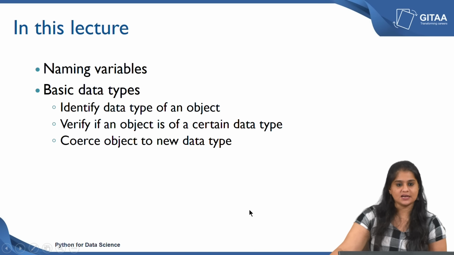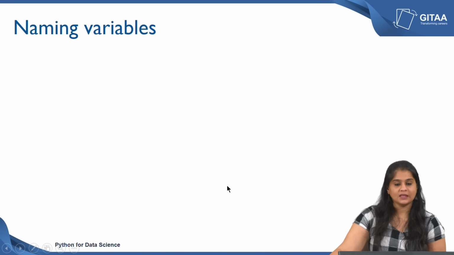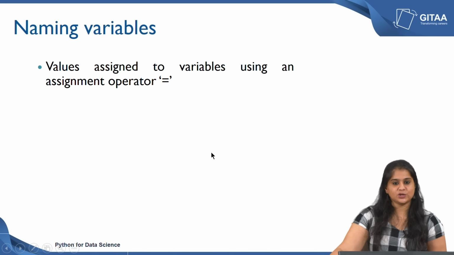As a part of this task, we are going to look at how to identify the data type of an object, how to verify if an object is of a certain data type, and how to coerce objects to a new data type. So, let us begin with naming variables. Values are assigned to variables using the assignment operator equal to.